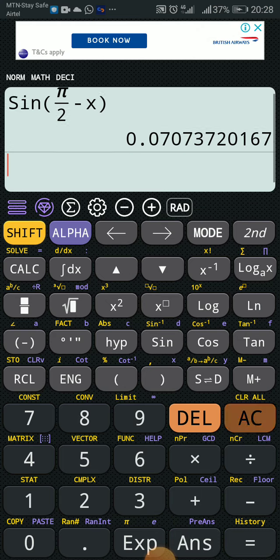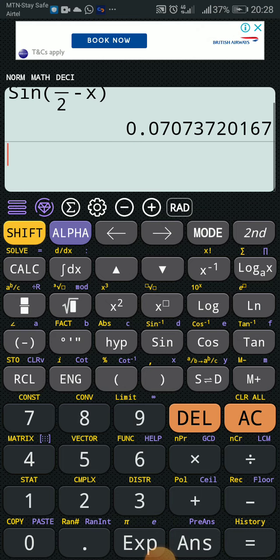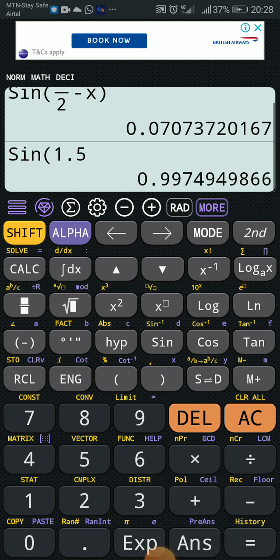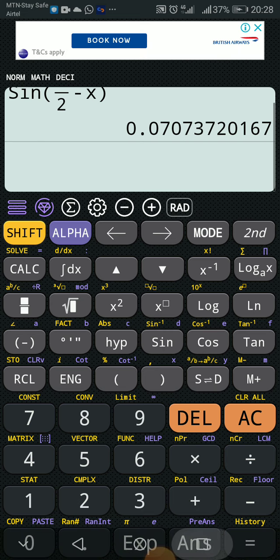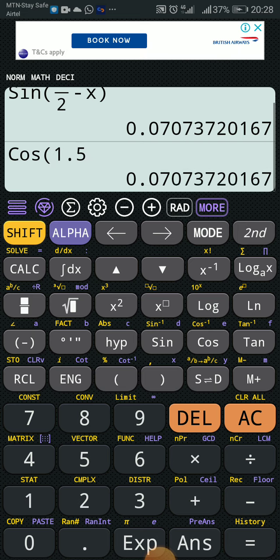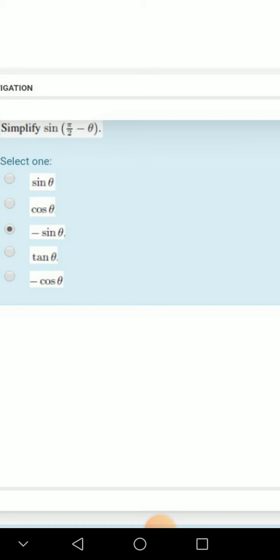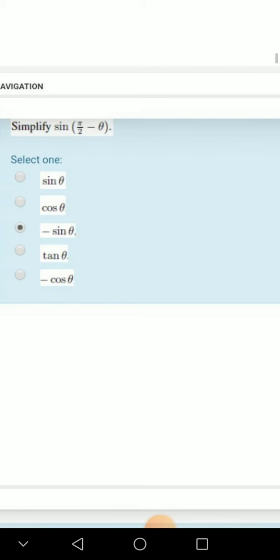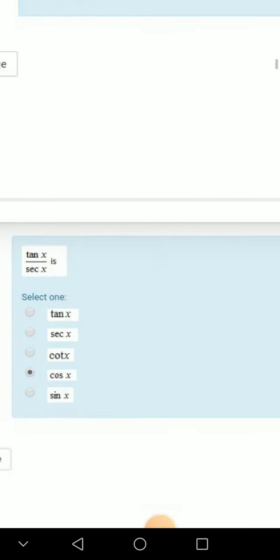Let me try sine 1.5. You see, not giving me the answer. So let me try another one. Let's try cos 1.5. This is giving me exactly the same answer. So that means the answer to this question is B, which my own calculator has done. But you have to do yours until you get the answer. So look at this one.